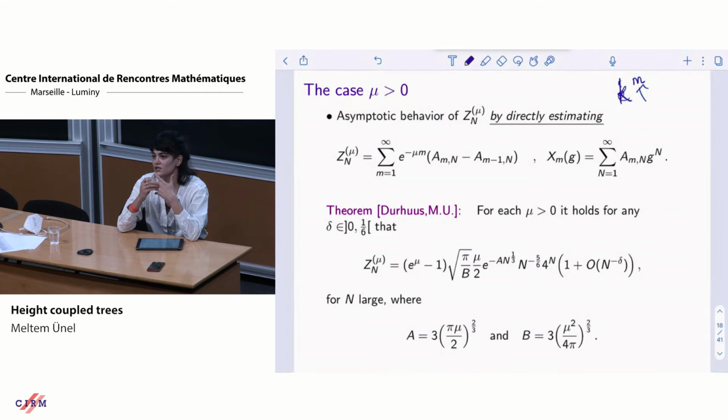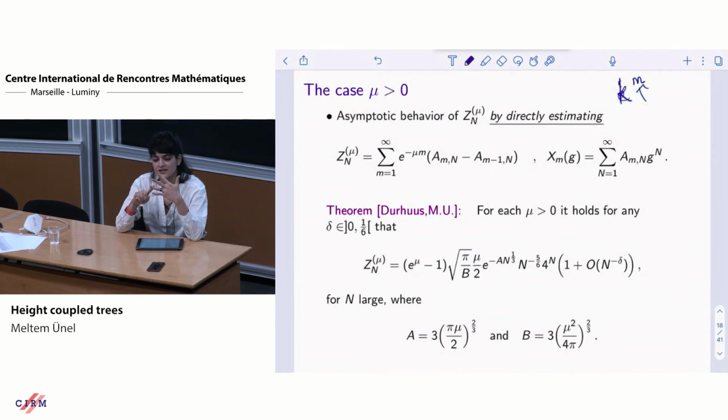And suppressing them turns out to give a different local limit than the uniform infinite planar tree again. And I'm going to do the same thing. I'm going to use the same algorithm, which means that I have to show tightness, and then I have to show the uniqueness of the local limit.